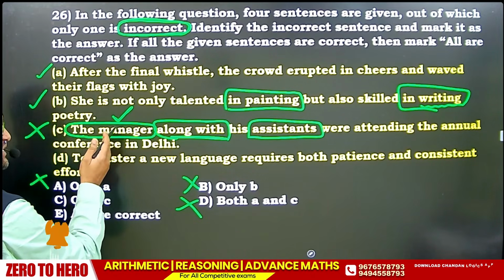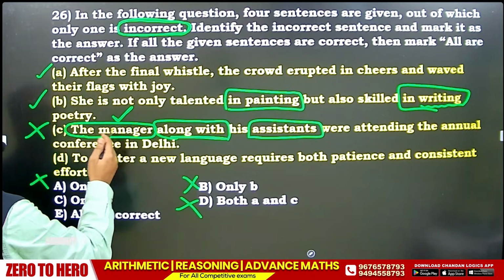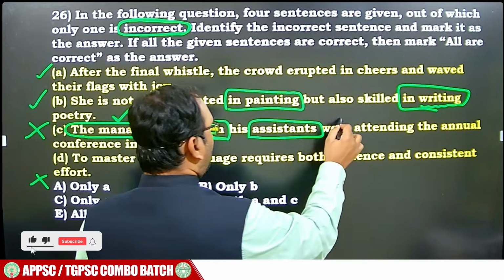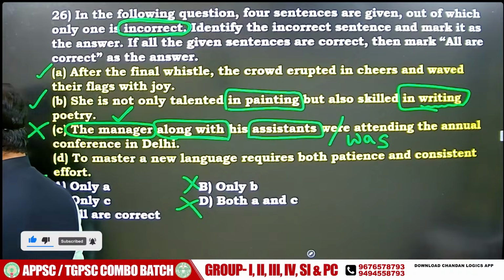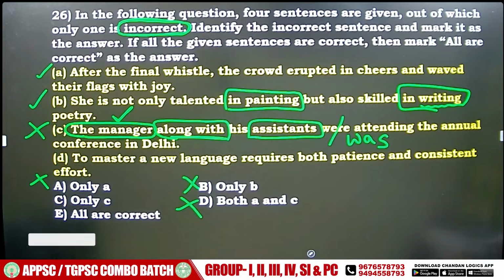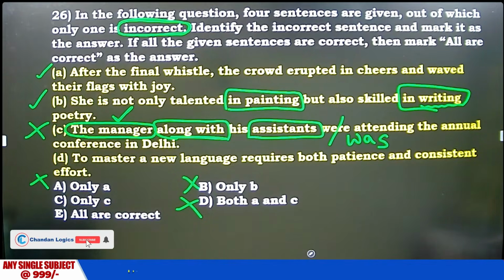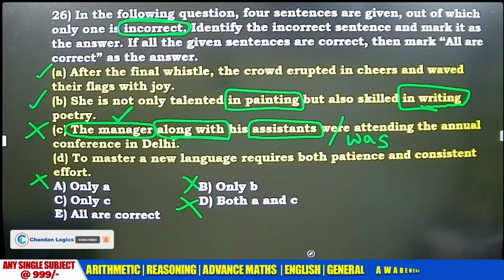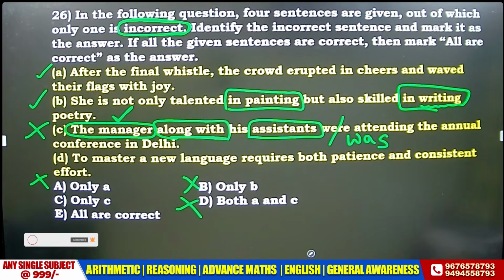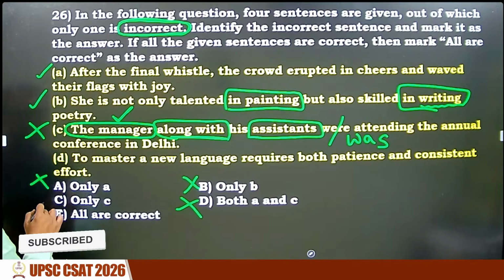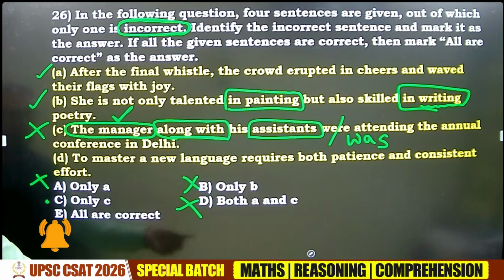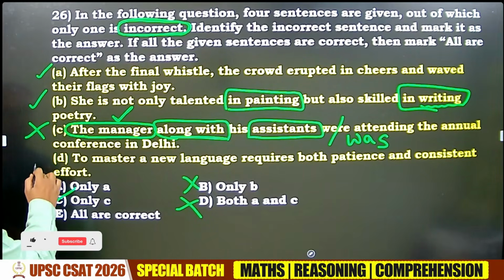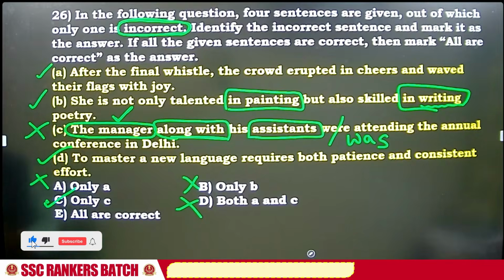If manager is the main subject, then manager is singular. So we can't use were, we have to use was. What do you think, guys? The manager along with his assistants was attending. Okay. So naturally C is wrong. Now naturally there is no other option left. So this should be the right statement. And option C should be the right answer.